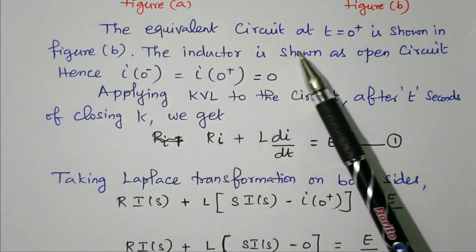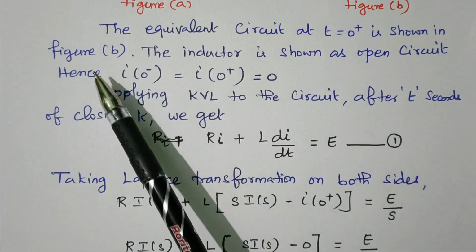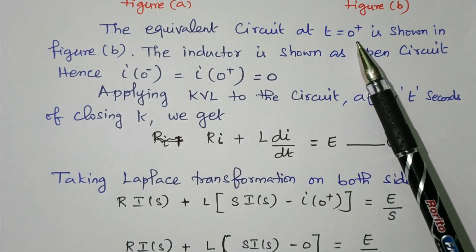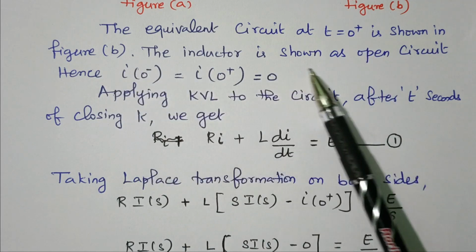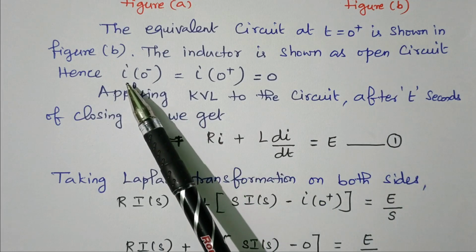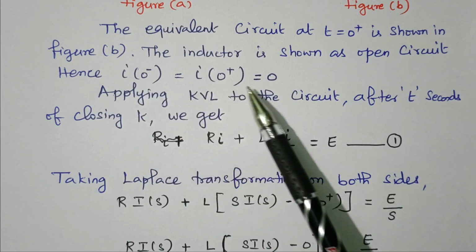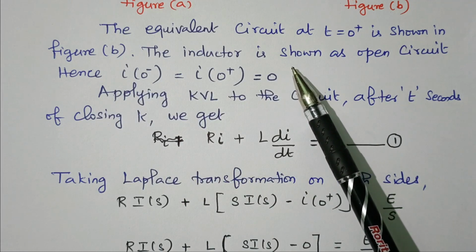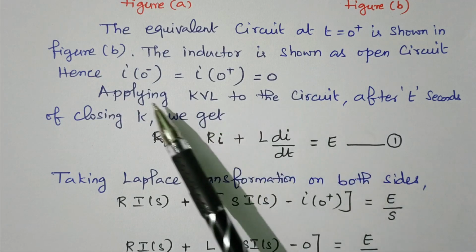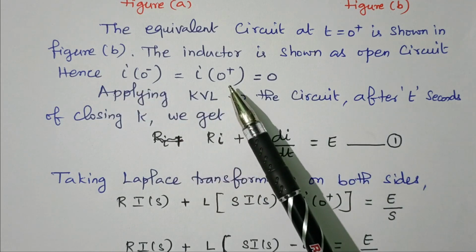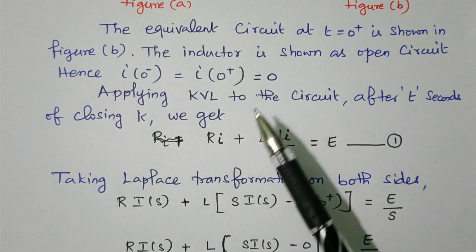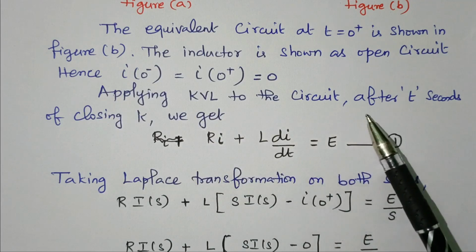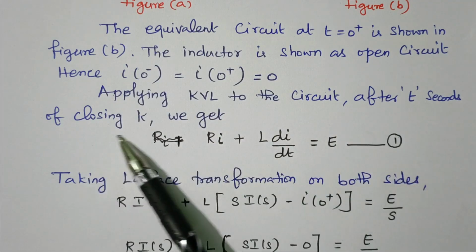So the equivalent circuit at t equal to 0 plus is shown in figure B, where the inductor is open circuited. 0 plus means after closing the switch. The inductor is shown as an open circuit. Hence I(0 minus) equals I(0 plus) equals 0, because before closing we assume that there is no current flow. After closing it acts as an open circuit. So current before closing the switch and after closing the switch is 0. Then we apply Kirchhoff's voltage law to the circuit after t seconds of closing K.